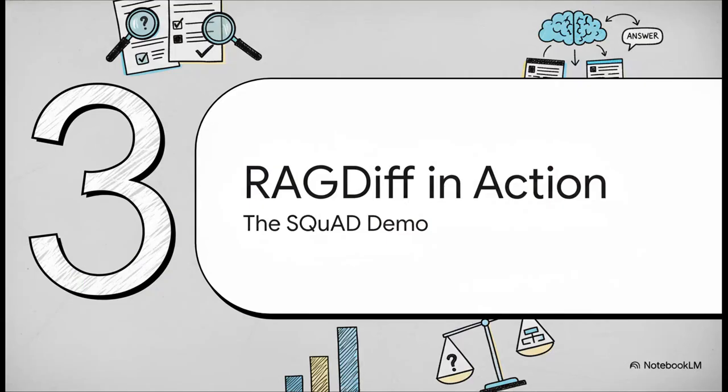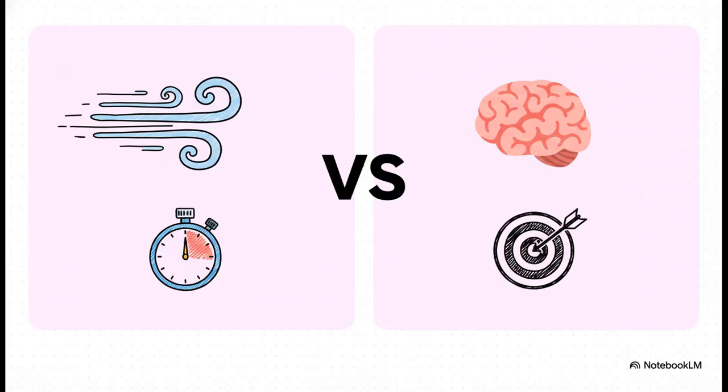All right, so that's the theory, which sounds great, but what does it actually look like when you use it? Let's check out the SQuAD demo that ships with RAGDiff. It's a perfect example, pitting two very different systems against each other. So in one corner, you've got FAISS Small. It's the lightweight contender. It's fast, built for high throughput. And in the other corner, FAISS Large. This one's the heavyweight. It's bigger, a bit slower, but it promises much better semantic understanding.